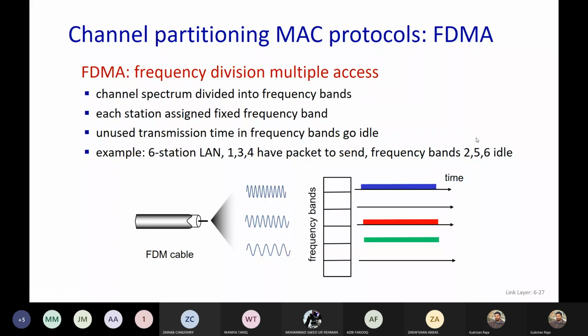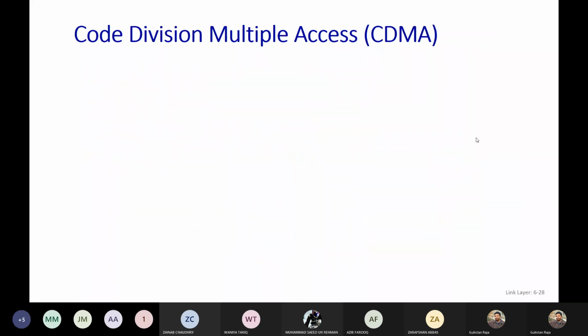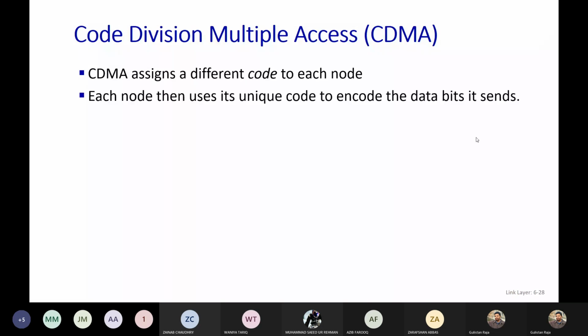The last method is known as CDMA, code division multiple access. In this, CDMA assigns a different code to each node, and each node then uses that unique code to encode the data bits it sends. This unique code is sometimes known as a chip. Each node is assigned a different code, and that chip is used to encode the data it sends.